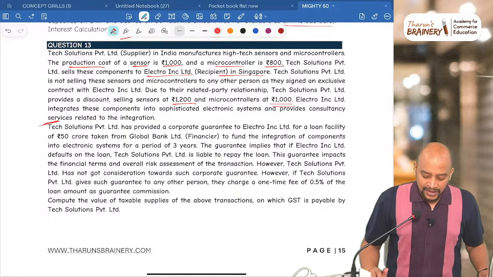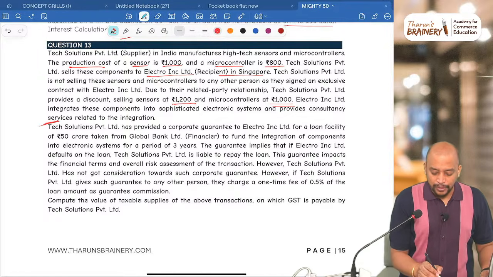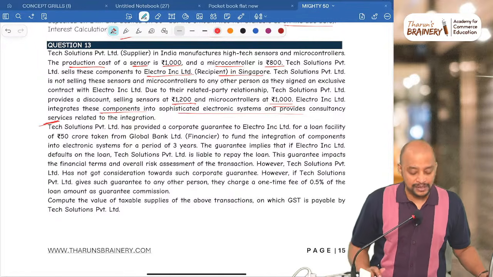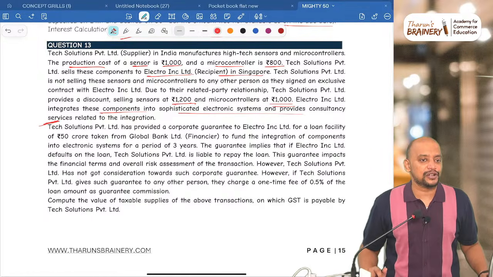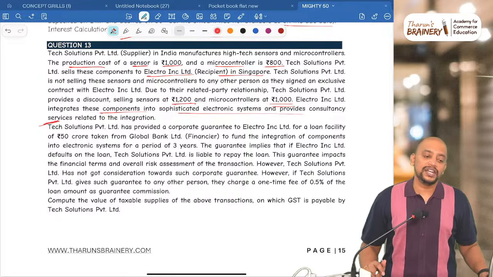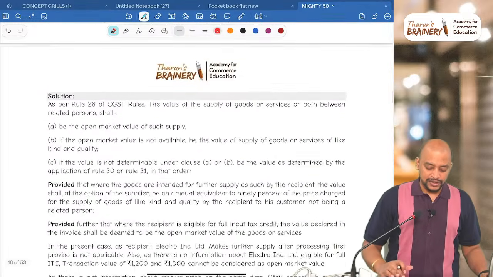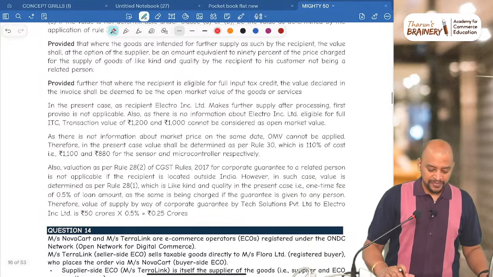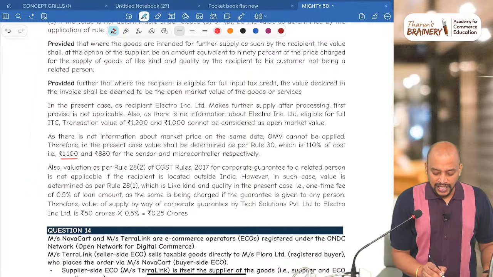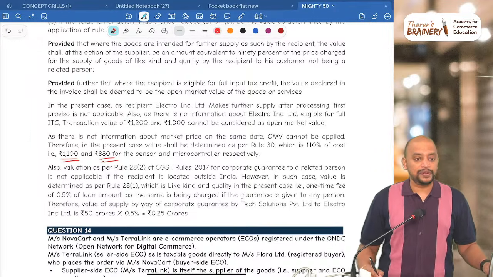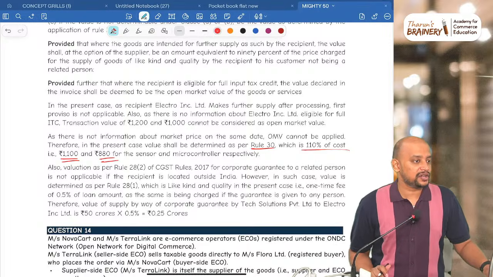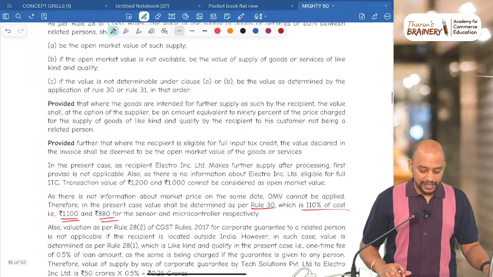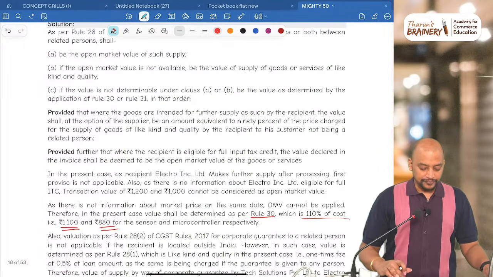You see there, what they are doing: they are integrating these components into sophisticated electronic systems and providing consultancy services. So resale price into 90% also cannot be taken in this case. So the only way is cost plus 10%. So that is the answer for the first part. In this case, 1100 and 880 should be taken, that is Rule 30, 110% of the cost. So we need to give the details accordingly.